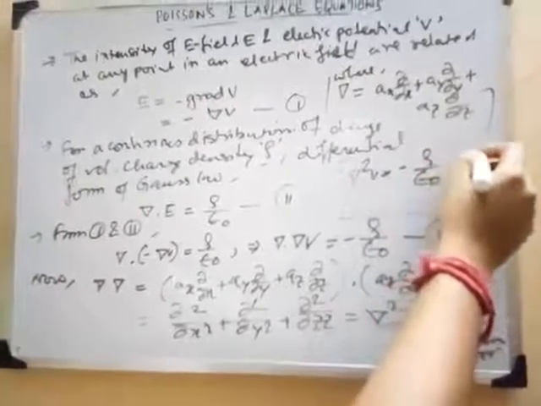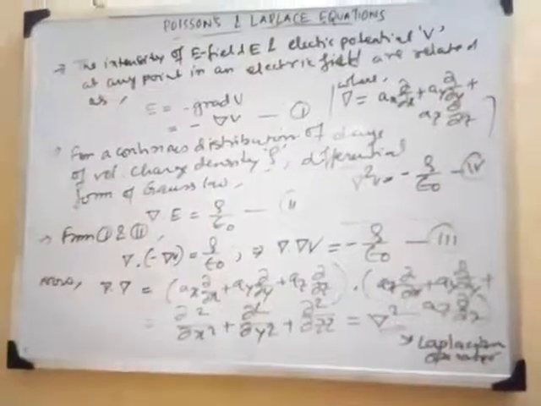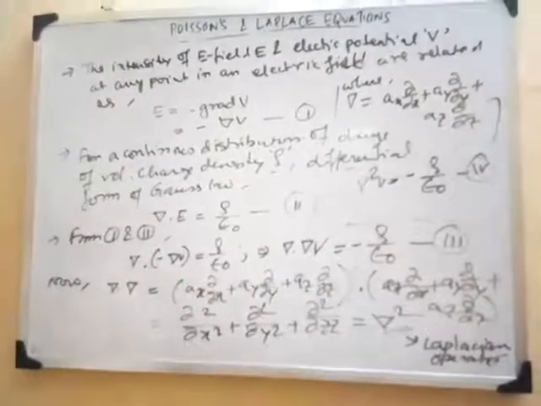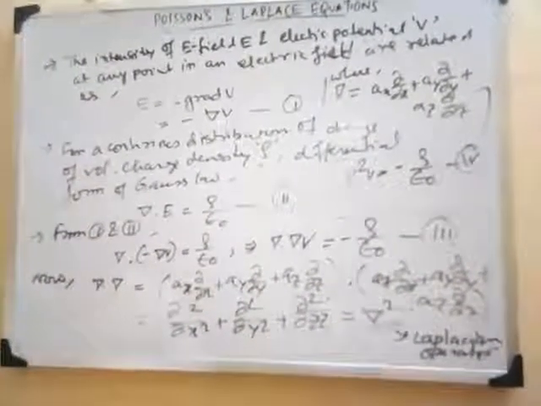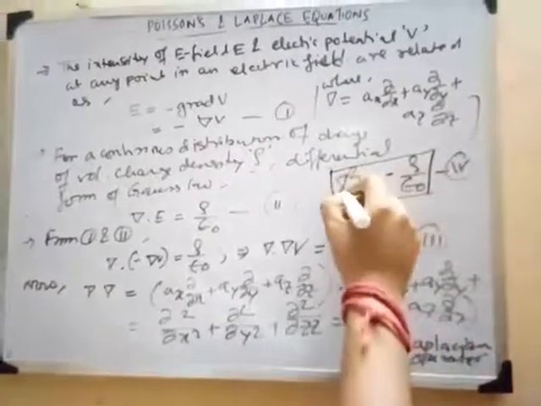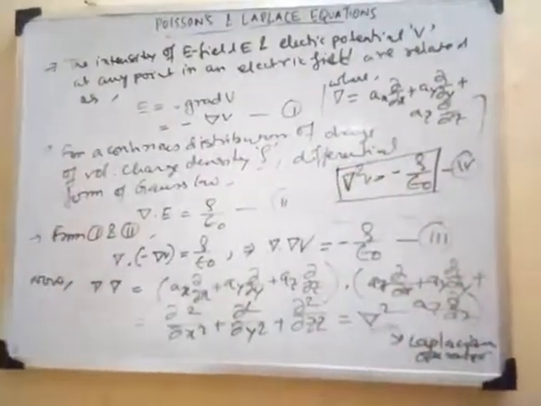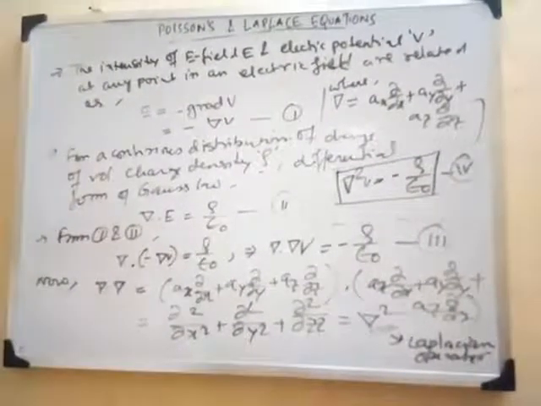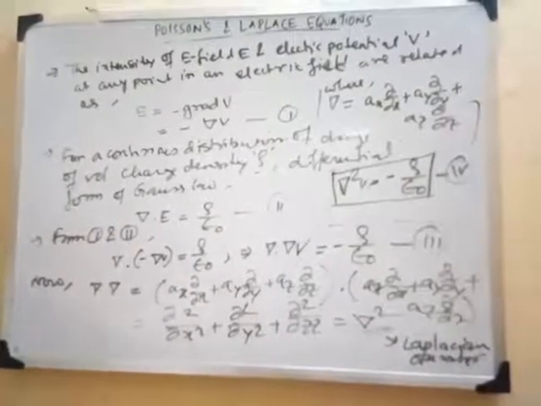So this is our equation number 4. This equation is actually the Poisson's equation, named after the person Poisson. Actually, the pronunciation is Poisson. So this is the expression of the Poisson equation, and in the MKS system, or any other system, you can use this one.